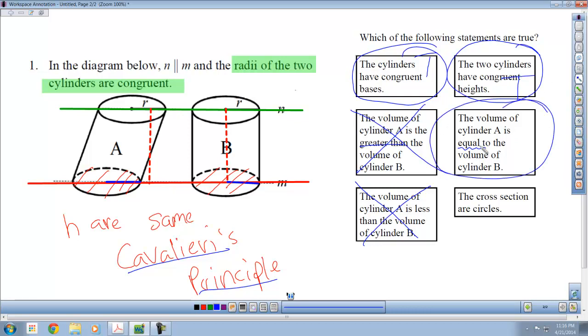Yep, that's what Cavalieri says, that they are going to be equal if they have the same base and the same height, and they do. The cross sections are circles. So is that true? If we did a cross section of both of these, we would still get circles? That is true. Okay, so basically this question just tests you on Cavalieri's principle, and you'll go through the question and apply that principle to pick out which ones are right.